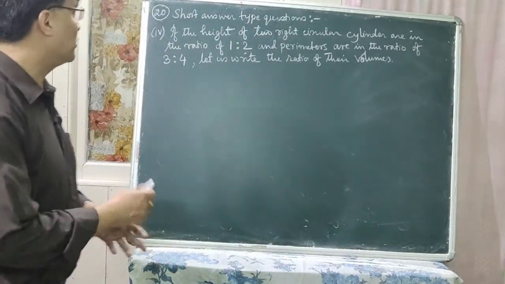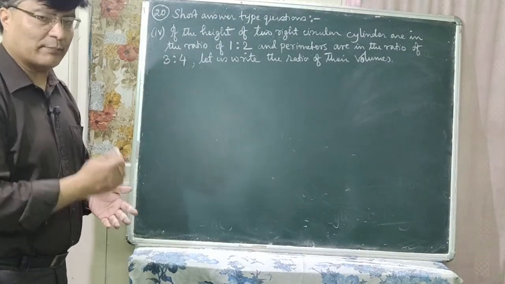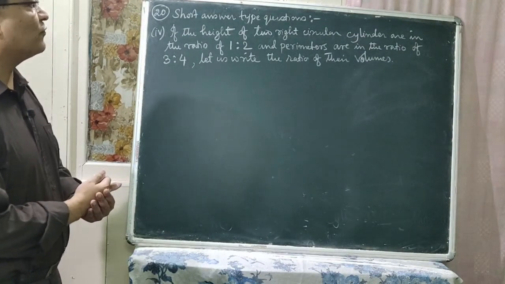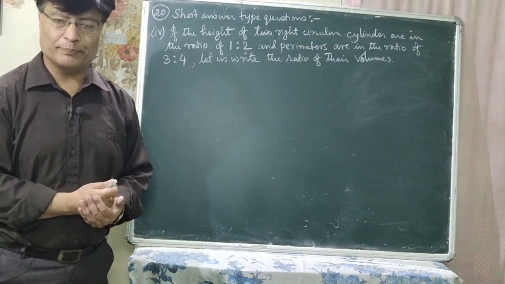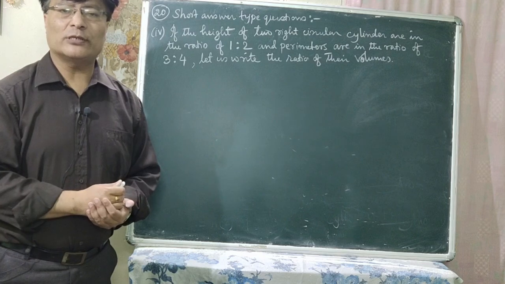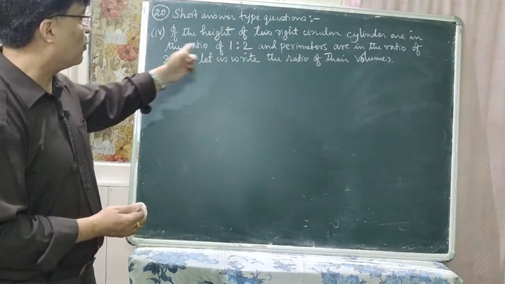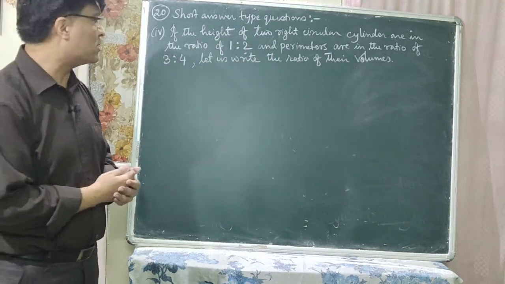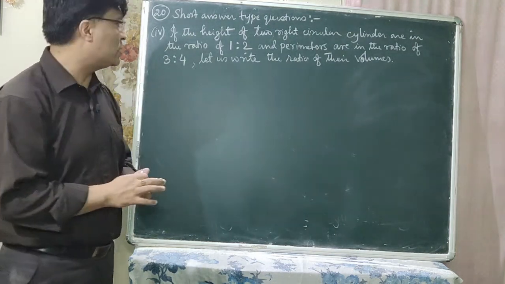So now we'll do the next question, that is question number 4. So this question is very, very important. You can mark it. So question number 4 is, if the heights of two right circular cylinders are in the ratio of 1:2. There are two right circular cylinders. Their heights are in the ratio of 1:2. Okay. And also it is given that their perimeters are in the ratio of 3:4.